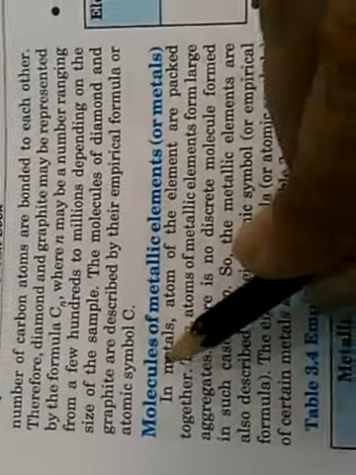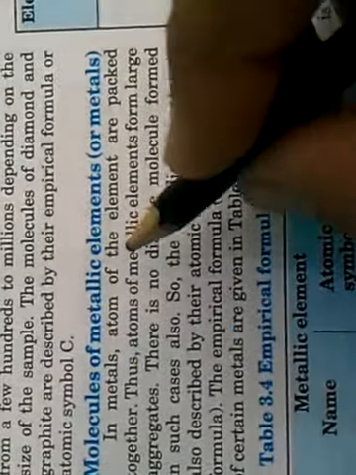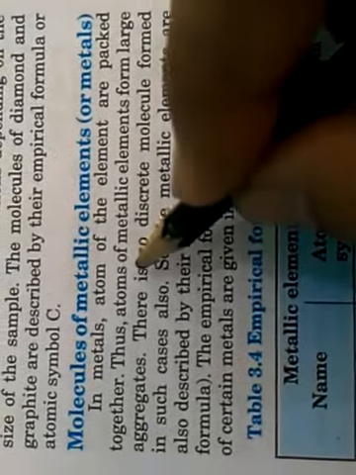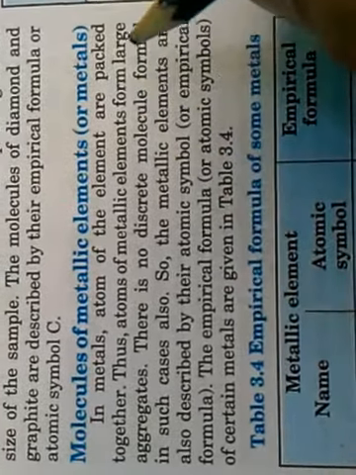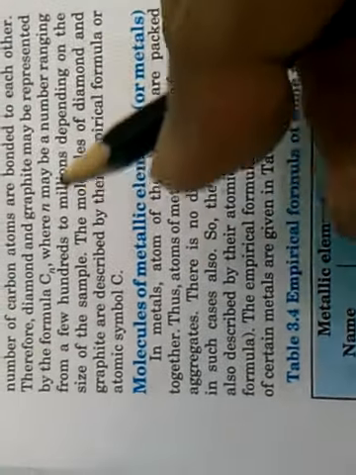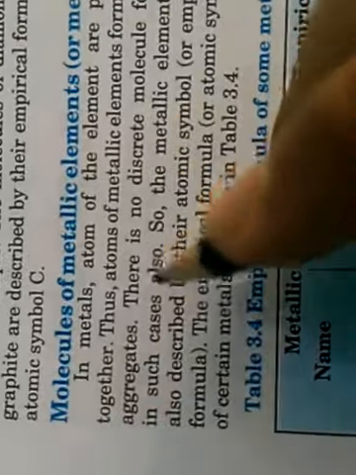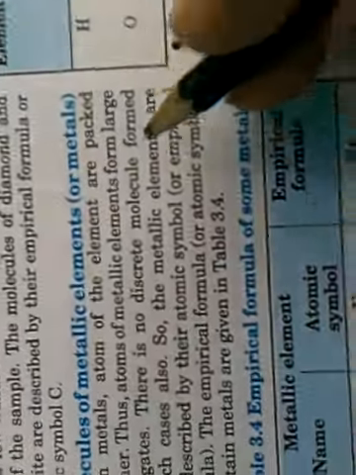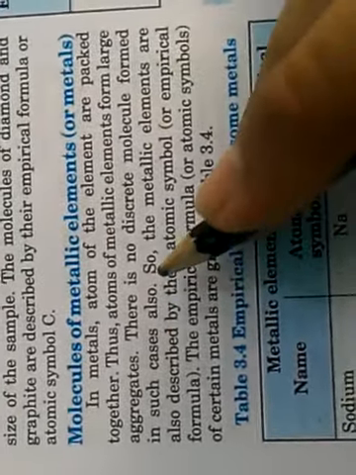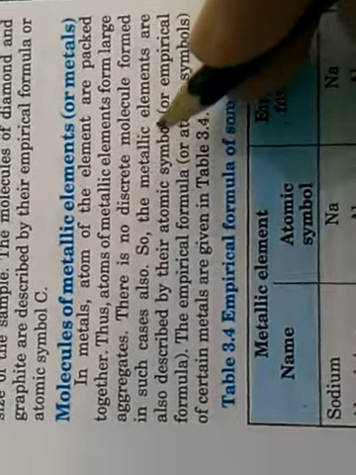Now we will see molecules of metallic elements or metals. In metals, atoms of elements are packed together. Thus atoms of metallic elements form large aggregates. When something is standing together or staying together, it is called aggregation. There is no discrete molecule formed in such cases also. So the metallic elements are described by their atomic symbol or empirical formula.